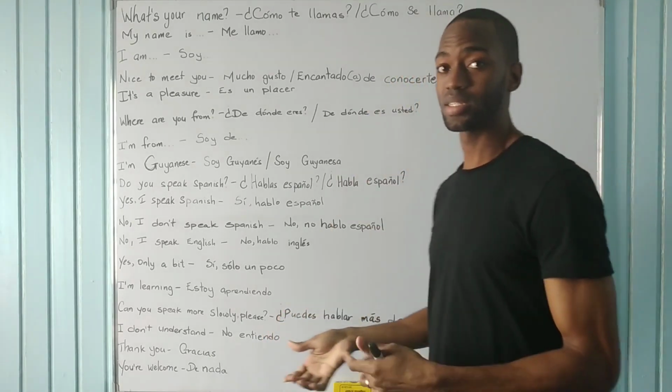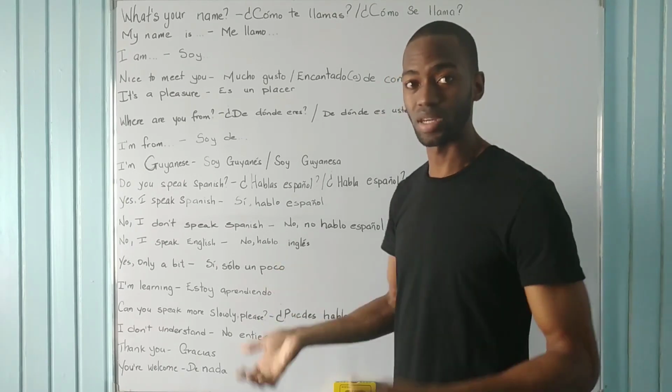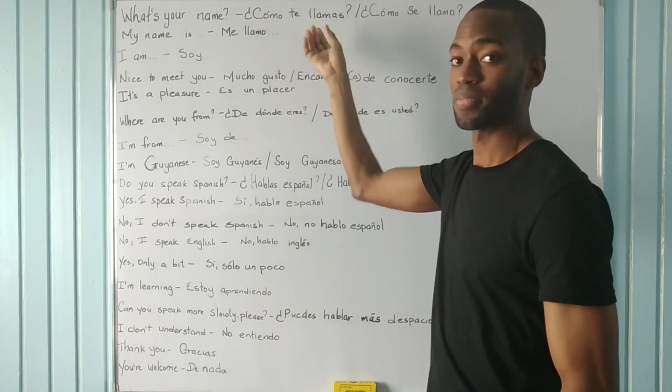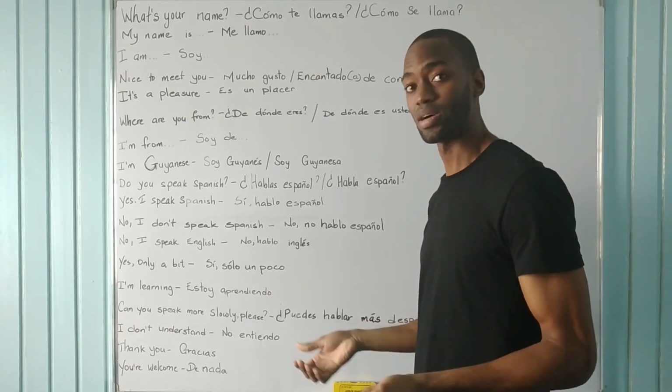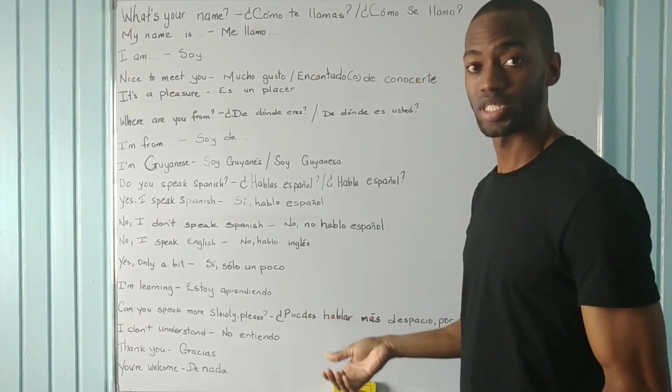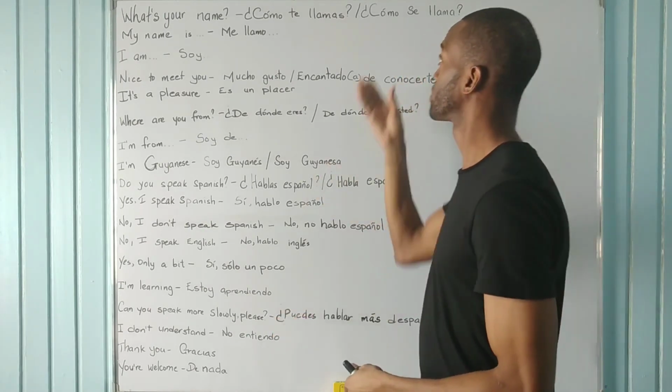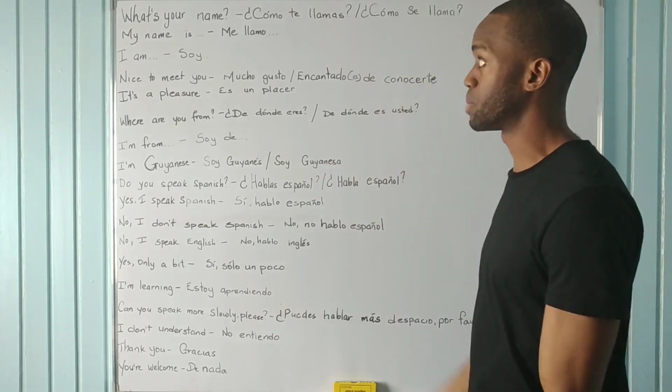So once again, the familiar form with your friend or someone around your same age range, etc. Como te llamas. Or the polite or formal form, someone much older than you, someone you don't know well, someone in authority, como se llama.